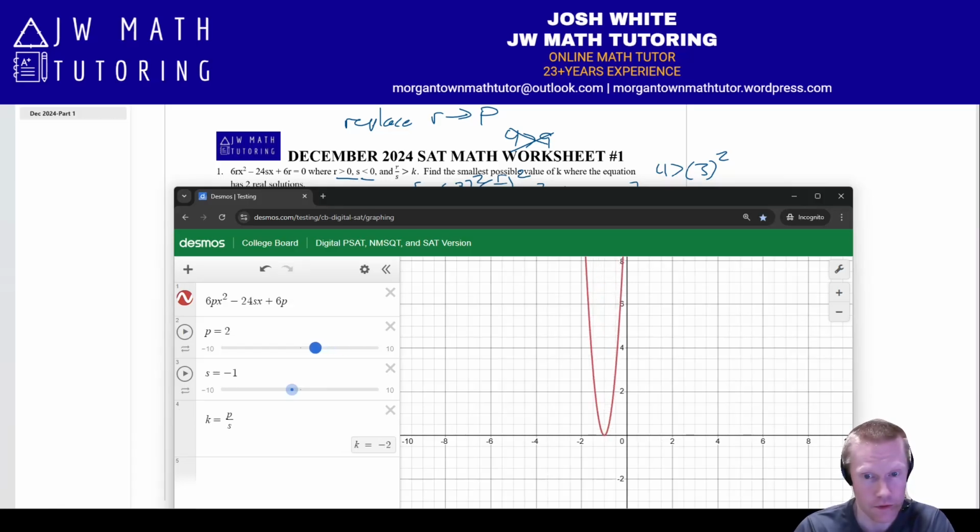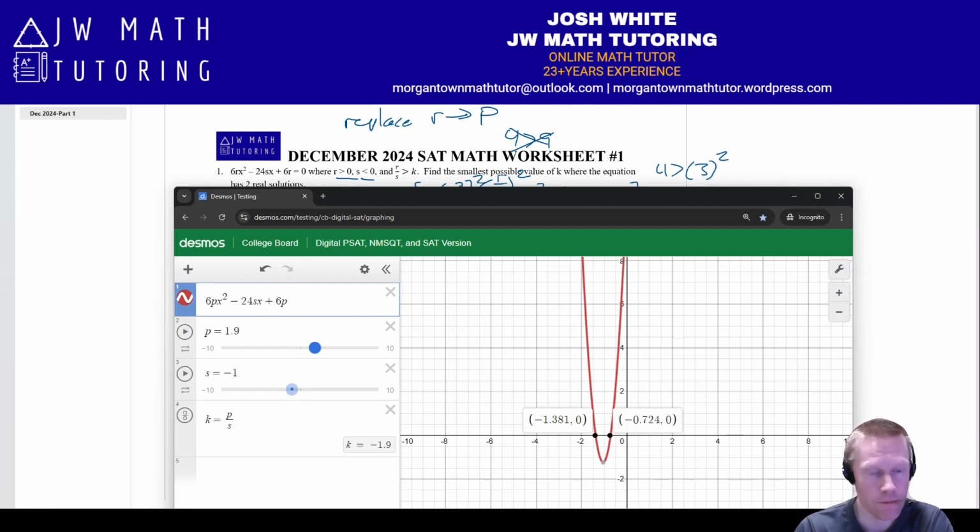Okay, right here, I am technically at a k value which is greater than r over s or p over s, but again, think of it as the r over s value, which is greater than negative 2, negative 1.9. And notice here there are two solutions, two real solutions, which is what we want.